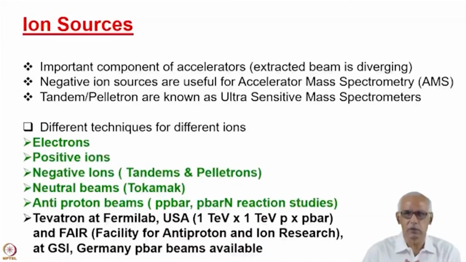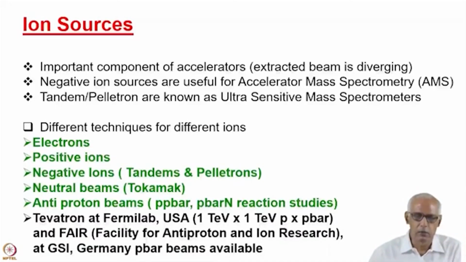ultra-sensitive mass spectrometers. Now, coming back to ion sources, different techniques are used for different ions, and this is the field, I think, in which R&D has been done to the maximum level. A very large number of ion sources have been built, and their performance has been improved considerably over time. Now we talked about there being three main kinds of ion sources.